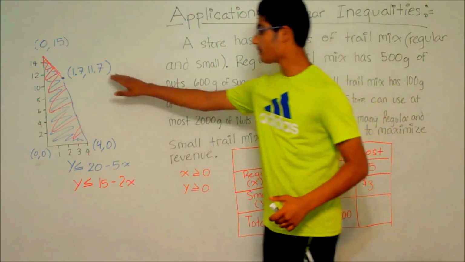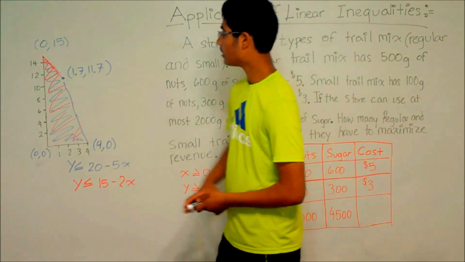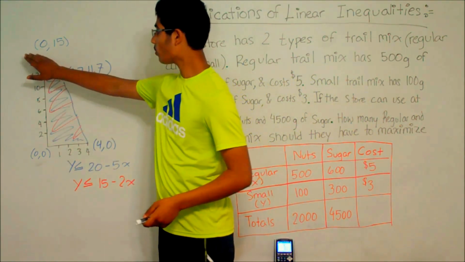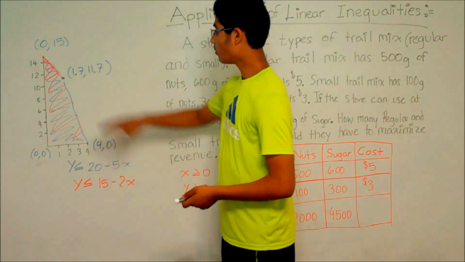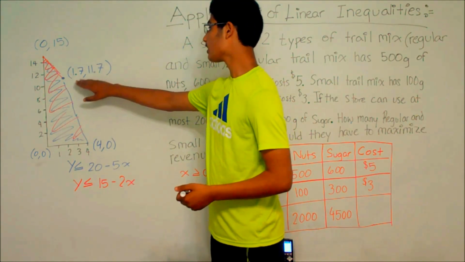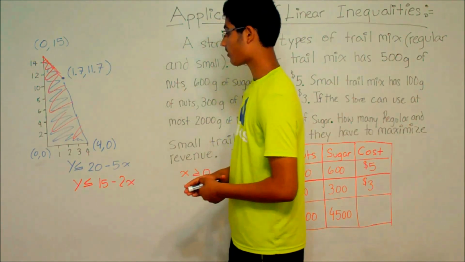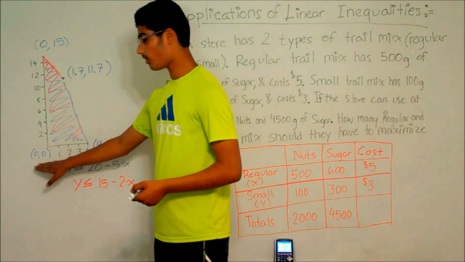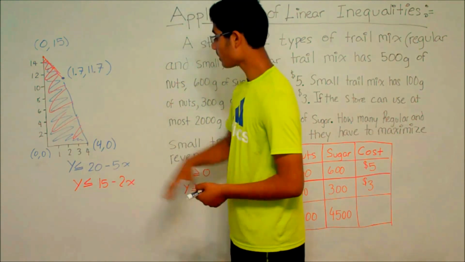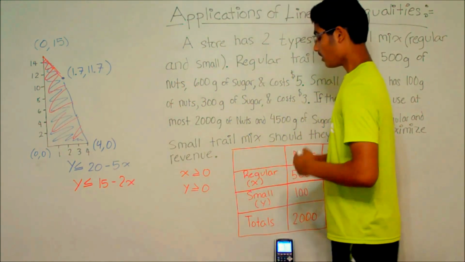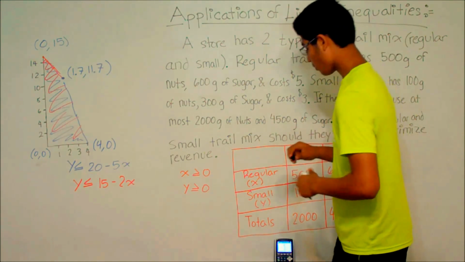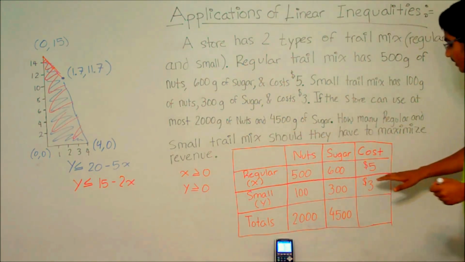So now we need to find which one of these makes the greatest revenue. Would this one, which is 0 regular and 15 small, make the greatest revenue? Would this one, 1.7 regulars and 11.7 small? Would 0 of both? Or would 4 regular and 0 small? To do that, we have to use the costs that we have here.